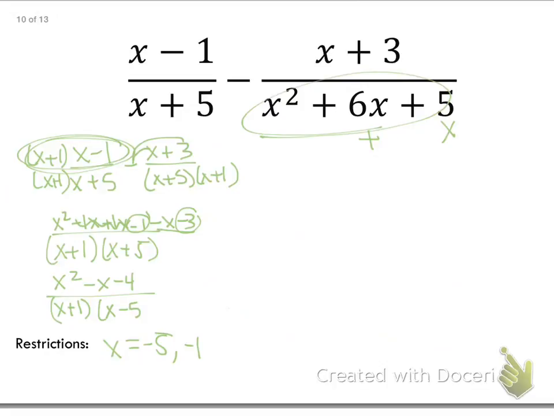Okay, multiplies to 4, adds to negative 1. Well, I got 2 and 2 and 4 and 1. And that does not work. So we're just going to leave our answer like this. That's as simplified as we're going to go with it. If you can't find anything else, it's going to work.